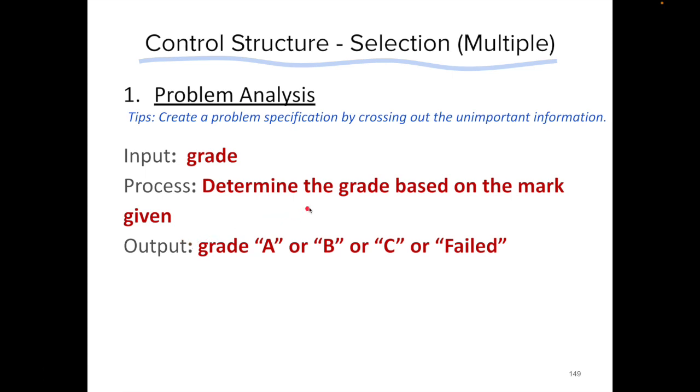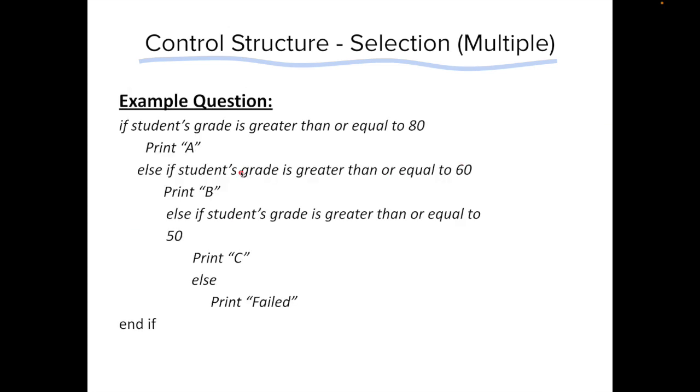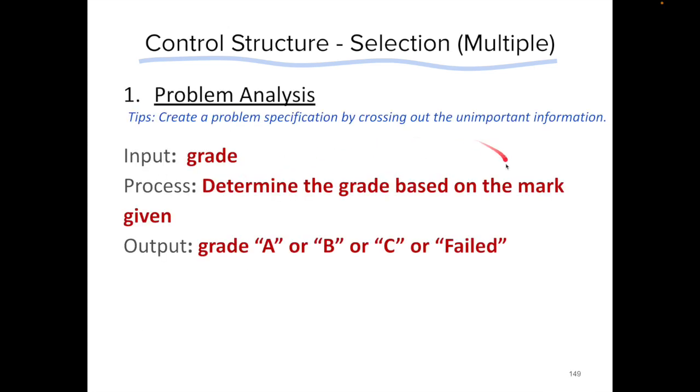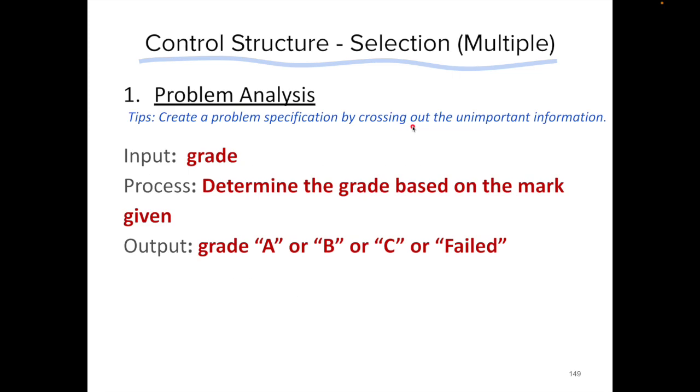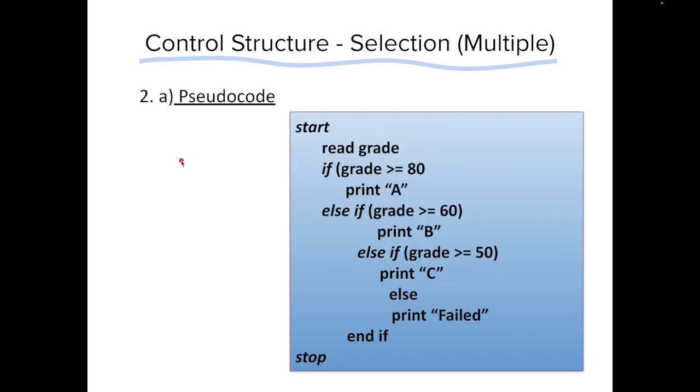Memang banyak sikit kena proses. Kita tahu grade kan. Dan marks ni kita tahu. Ada ni kan marks ni 50, 60, 80. That is called marks. So actually input kita patutnya ada satu lagi. Kita panggil input. Tertinggal kat sini. Okay.